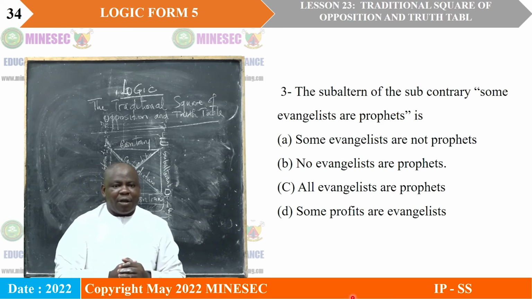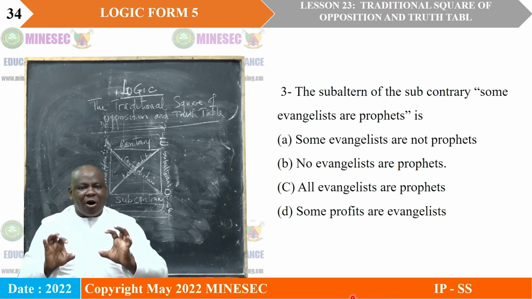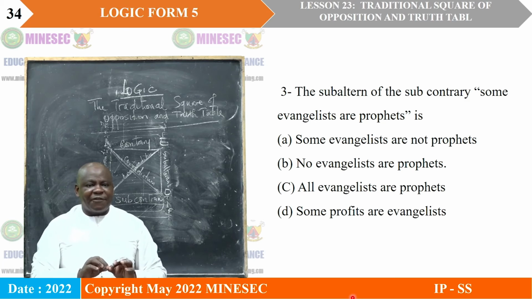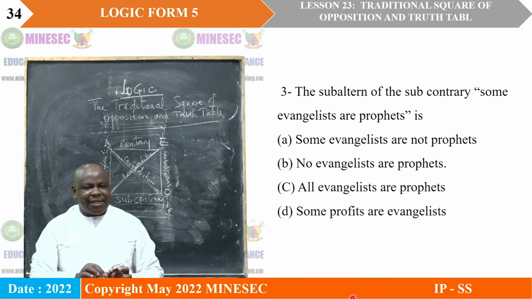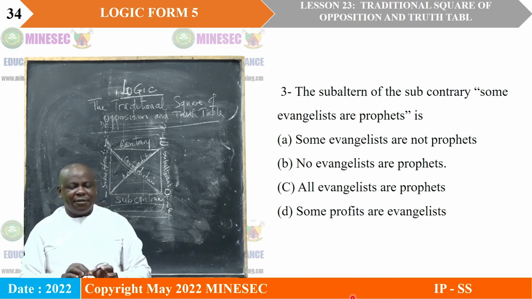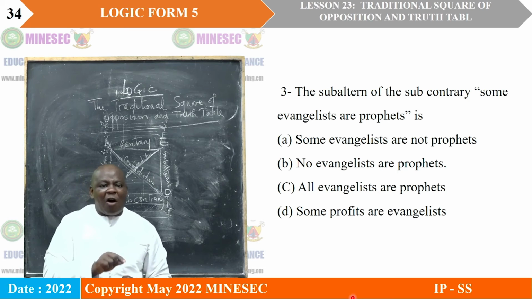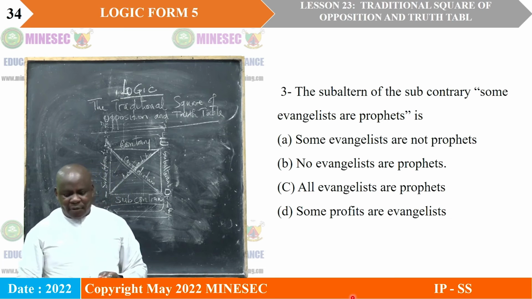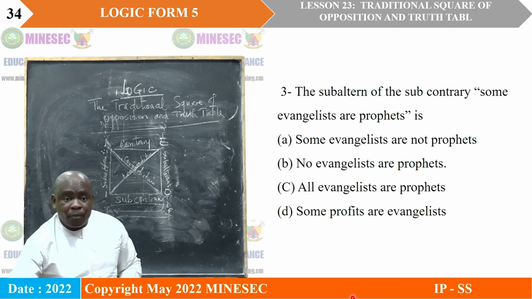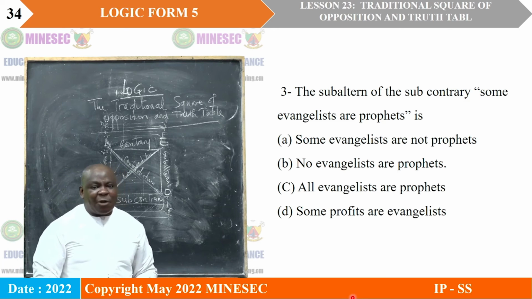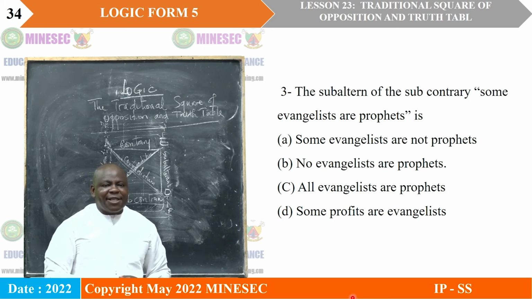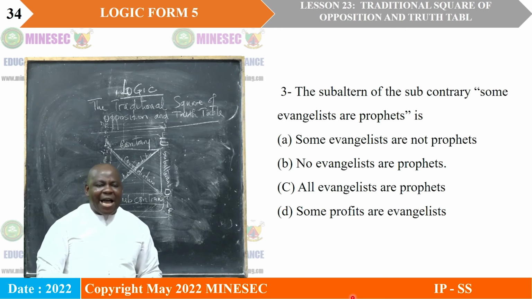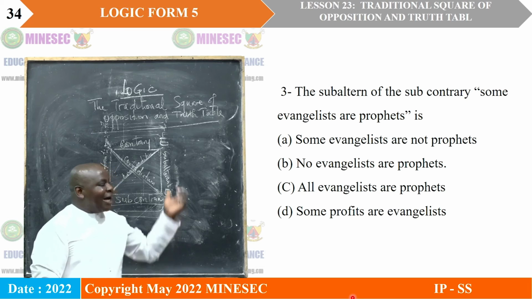Three, the subaltern of the subcontrary of some evangelists are prophets is which of the following? A, some evangelists are not prophets. B, no evangelists are prophets. C, all evangelists are prophets. And D, some prophets are evangelists. Now, look at all the above.